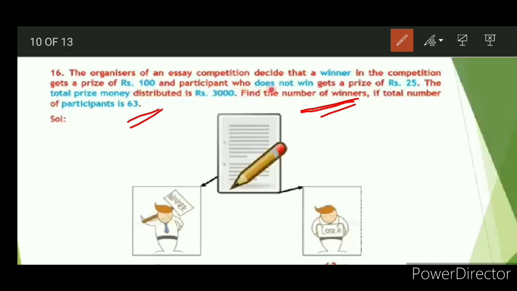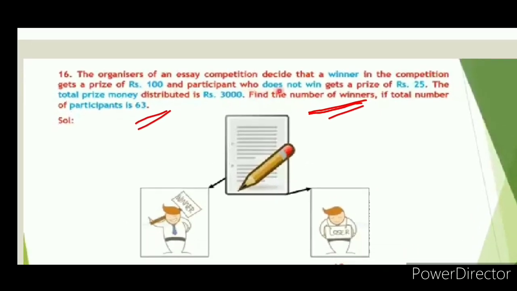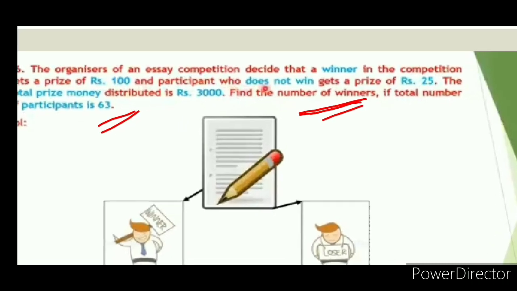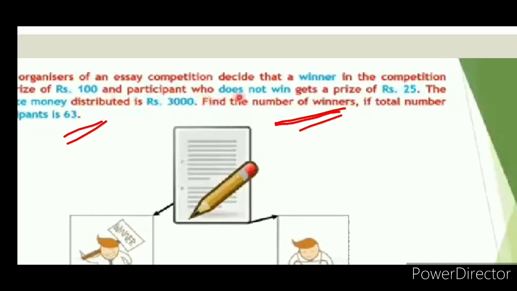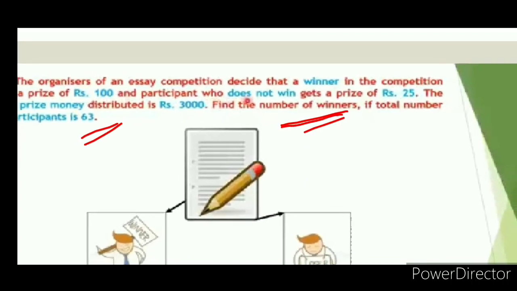Understand, children? Now those are winners, for them they are distributing 100 rupees prize money. Those are winners. But for losers, they are not leaving them like that. For them also they are giving 25 rupees. Understand? Is it clear?